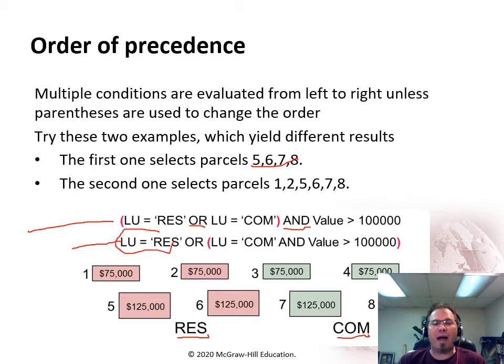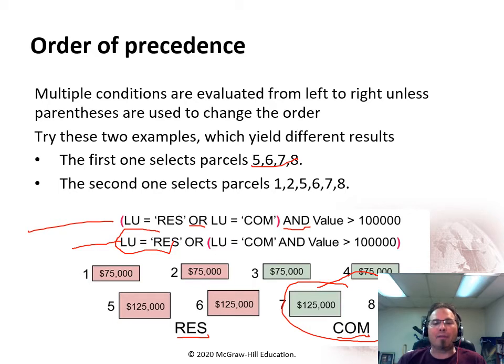It's going to give us 5 and 6 because those are residential. But then it's only going to give us 7 and 8 because we only want the COM ones that are greater than 100,000. So that's only 7 and 8. So this is how you could change the order of precedence with parentheses. And it's pretty self-explanatory. The harder part of this is not the parentheses. It's just making sure you're using and or.